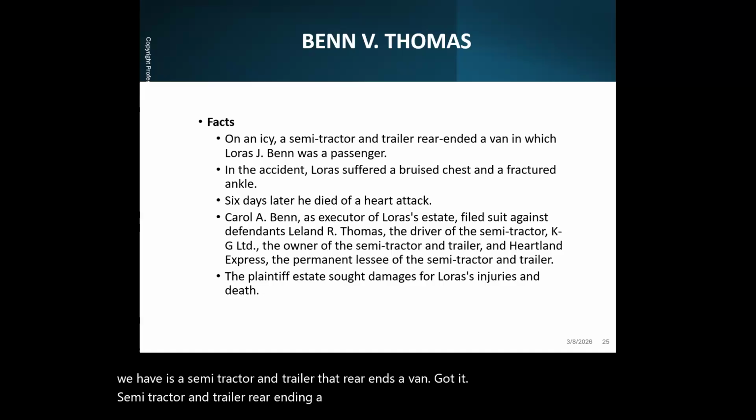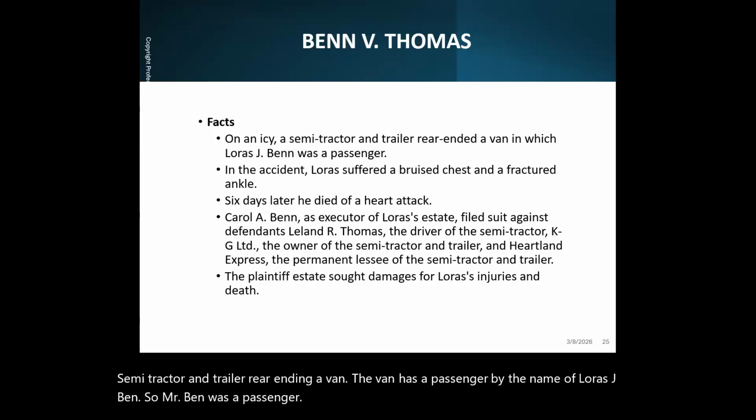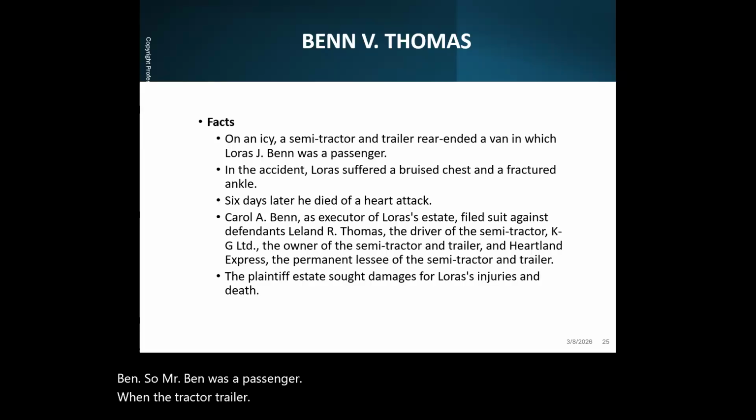The van has a passenger by the name of LaRosse J. Ben. So Mr. Ben was a passenger. When the tractor trailer rear ended the van, there was some damage to the van, and Mr. Ben, as a passenger, was injured as well. In that accident, Mr. Ben suffered a bruised chest and a fractured ankle. Six days later, Mr. Ben died of a heart attack. Ouch, right? Died of a heart attack.